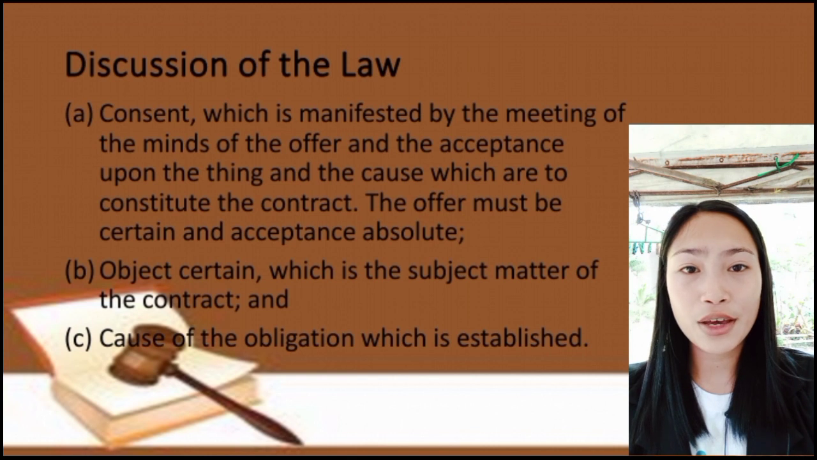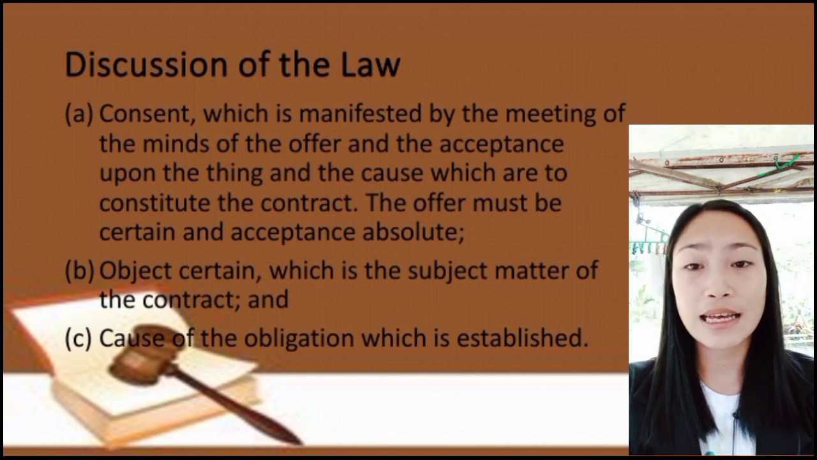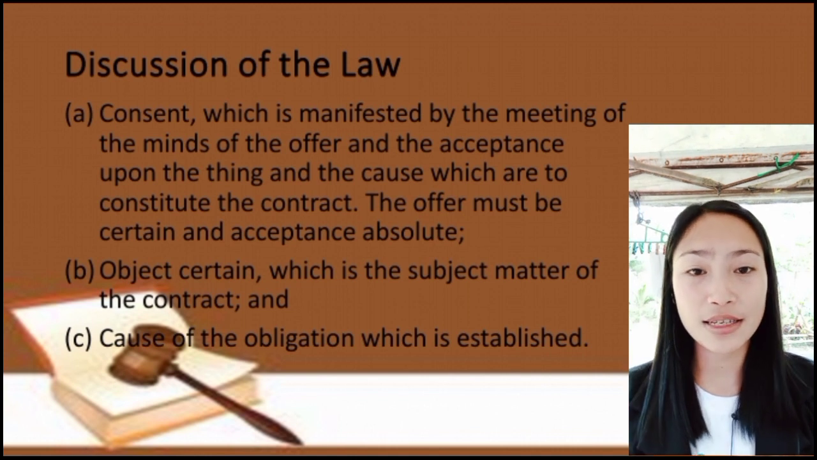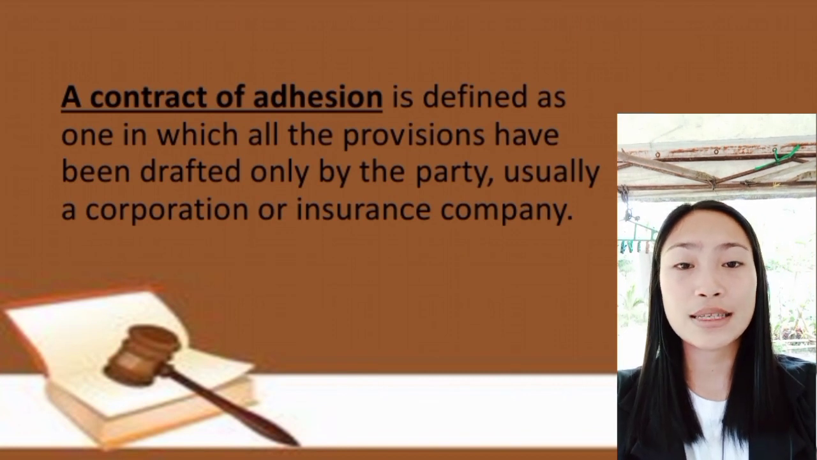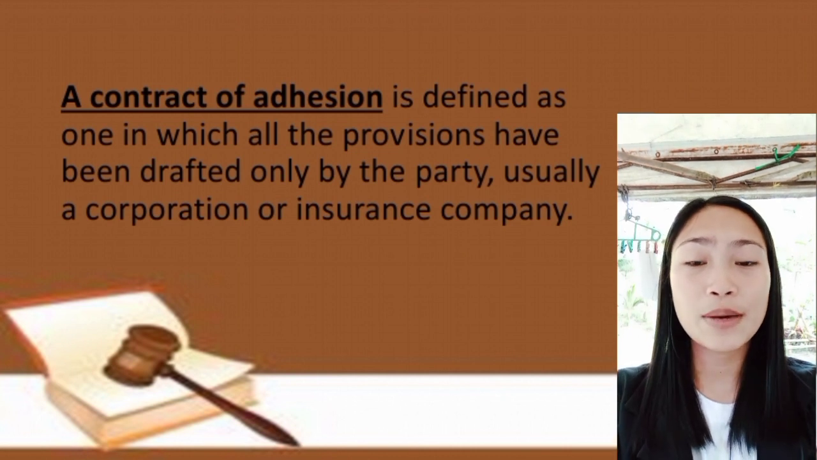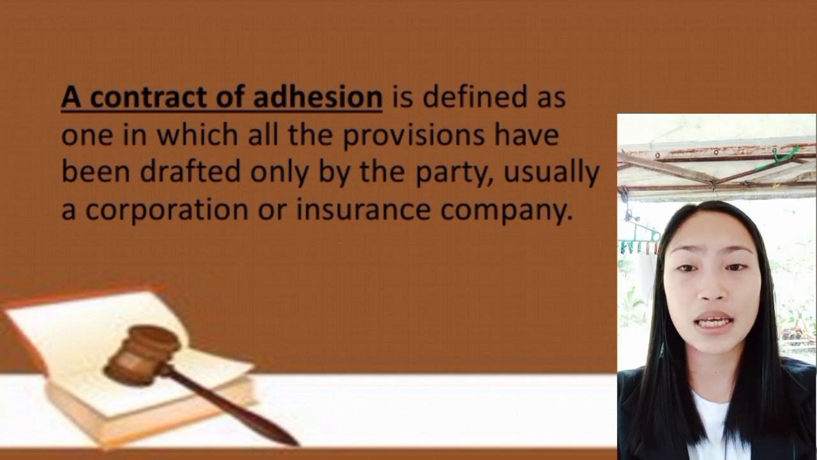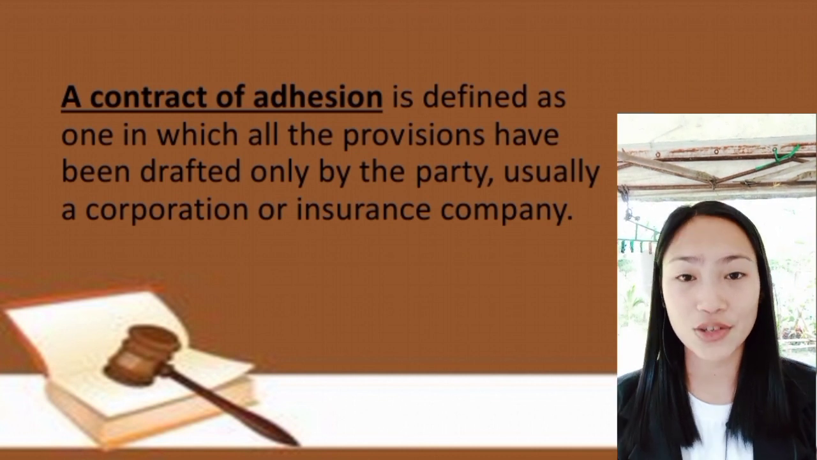Then, the offer must be certain and the acceptance absolute. Second is object certain, which is the subject matter of the contract. And third is cause of the obligation, which is established. So, a contract of adhesion is defined as one in which all the provisions have been drafted only by one party, usually a corporation or insurance company. The only participation of the other party is the signing of his signature, or his adhesion.